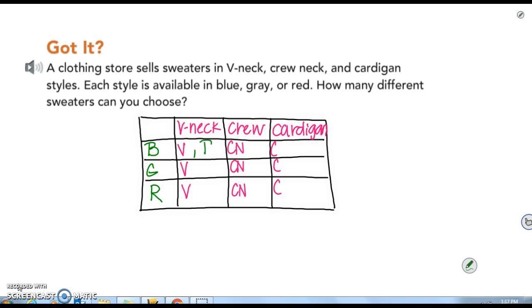So we could have a V-neck in blue, a V-neck in gray, a V-neck in red. We could have a crew neck in blue, a crew neck in gray, and a crew neck in red. Or we could have a cardigan in blue, a cardigan in gray, or a cardigan in red. As you can see, there are 9 possible outcomes of different sweaters that we can choose from.